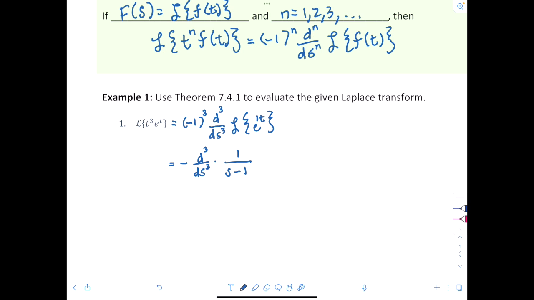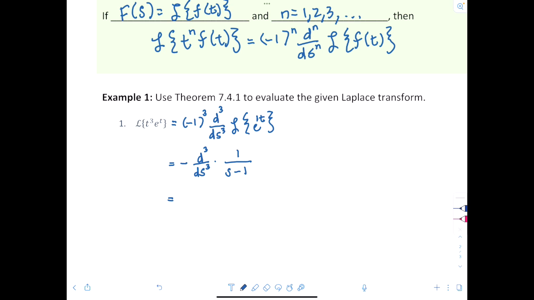And it might be handy to have your table in the textbook, or you can search online. There is a table of Laplace transforms. You might want to just print that out and have it handy in case you don't remember them. We use this one a lot, so it's not too hard to remember. So now we got to start to differentiate, right?